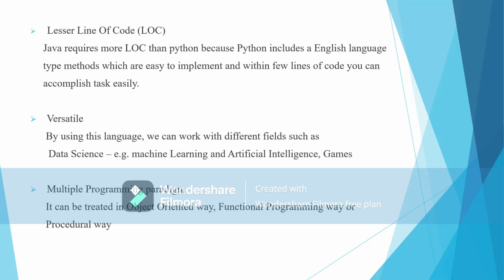The next feature of Python is fewer lines of code. Suppose you have one programming logic or you want to develop one kind of application. At that time, if you write a program in Java as well as in Python, Python will require fewer lines of code than the Java programming language. That's why it is said that Java requires more LOC. LOC means lines of code. Python requires fewer because Python includes English-like methods which are easy to implement, and within a few lines of code you can accomplish a task easily.